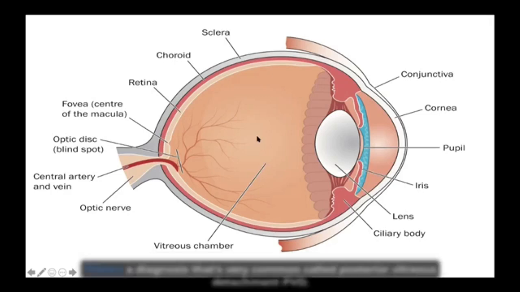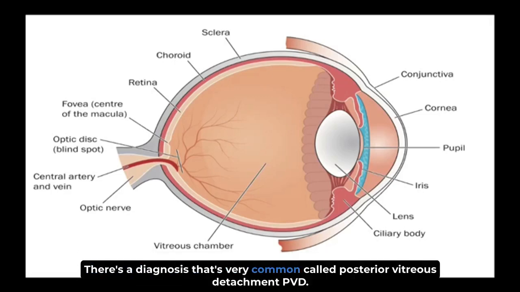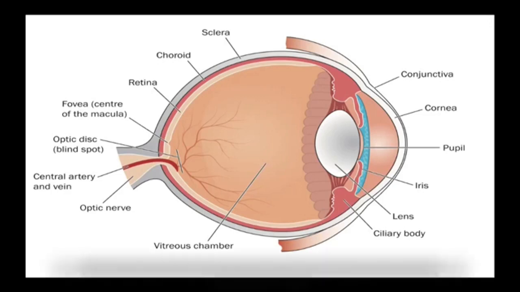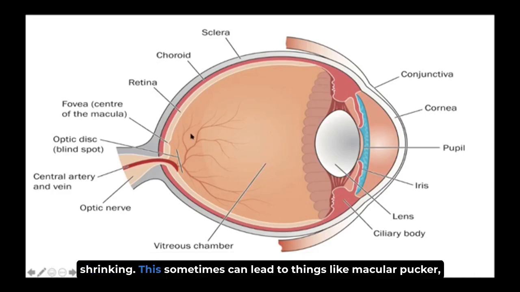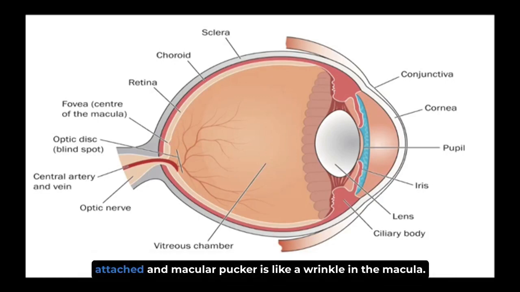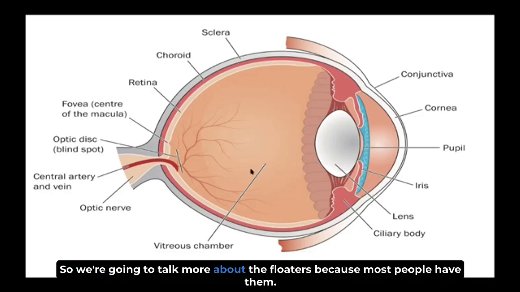There's a diagnosis that's very common called posterior vitreous detachment, PVD. And it means that the vitreous is coming apart from the retina because it's shrinking. This sometimes can lead to things like macular pucker, because the macula is one of the places where the vitreous is attached, and macular pucker is like a wrinkle in the macula. So we're going to talk more about the floaters because most people have them.